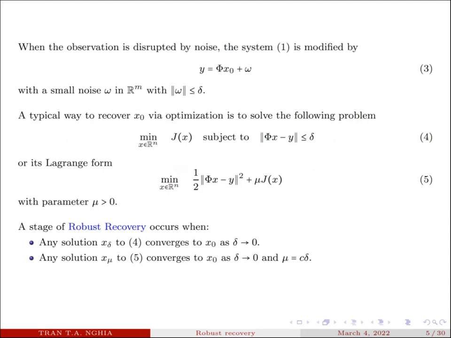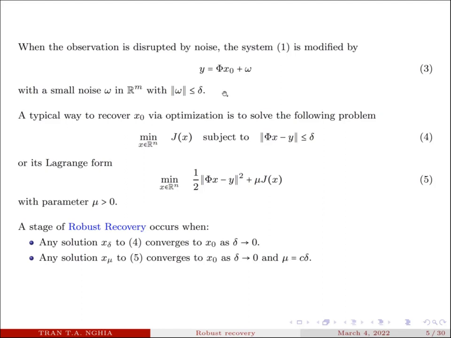But in many situations, the observation we mentioned initially, Y naught, which is Phi X naught right here, has some noise. Omega is the noise right here. So in this case, the model is Y equals Phi X naught plus omega. For this one, it is not possible to recover X naught exactly, but people try to recover X naught in some sense.